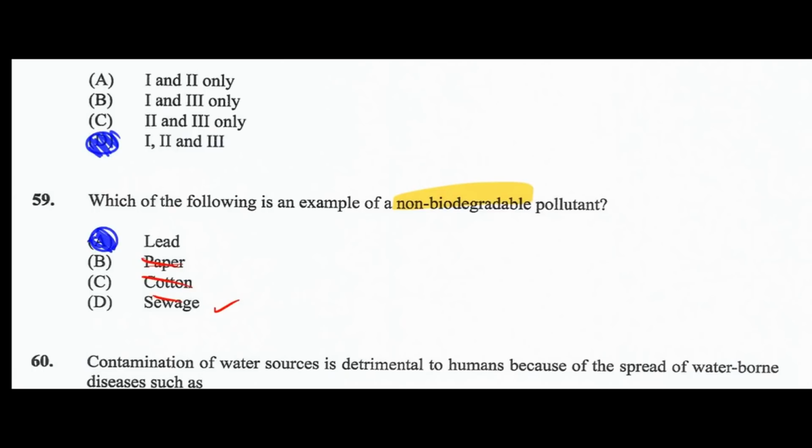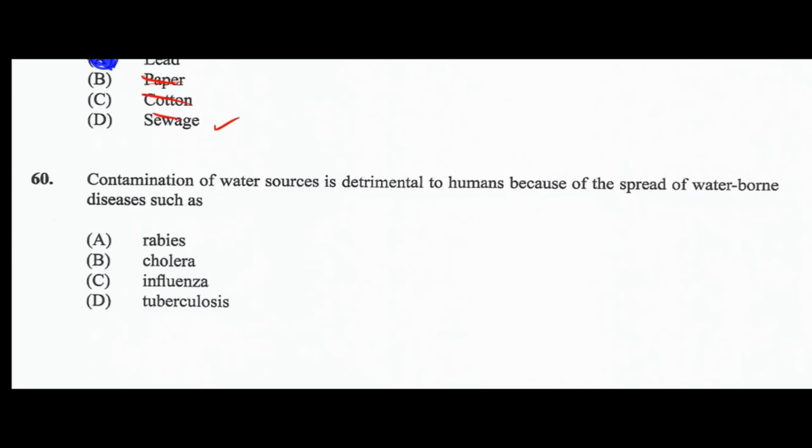And for 60, contamination of water sources is detrimental to humans because of the spread of waterborne diseases such as cholera. There was a cholera outbreak one time, and the Spanish flu, and there was also something else. I don't remember. But cholera is the answer for this one.